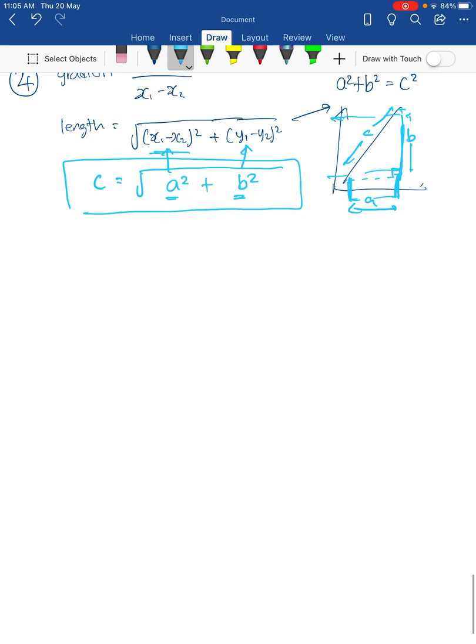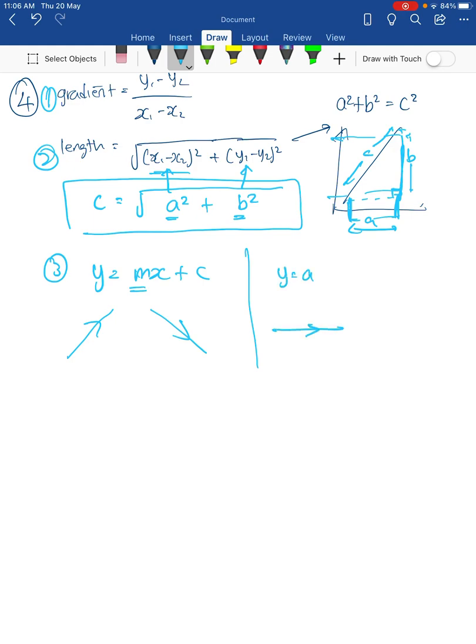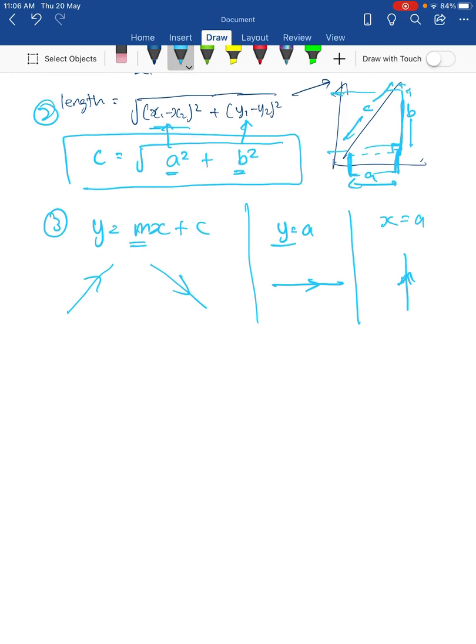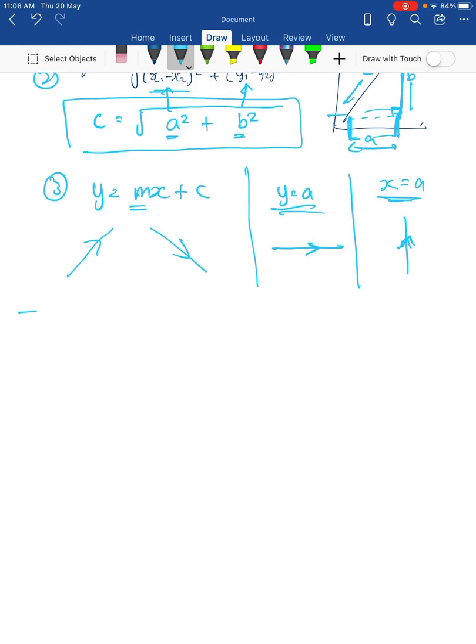Once you got this idea, of course those are the two equations. The third one will be your equation of line, y equals mx plus c. But there are two other special lines, because this only applies to lines going up or going down. For a horizontal line, y equals a. For a vertical line, it's just x equals a. That shouldn't have any arrow there, but you know what I'm trying to say. Now let's take a look at the question.